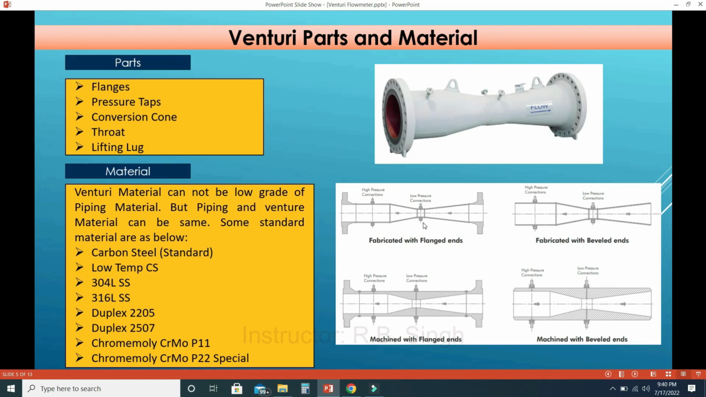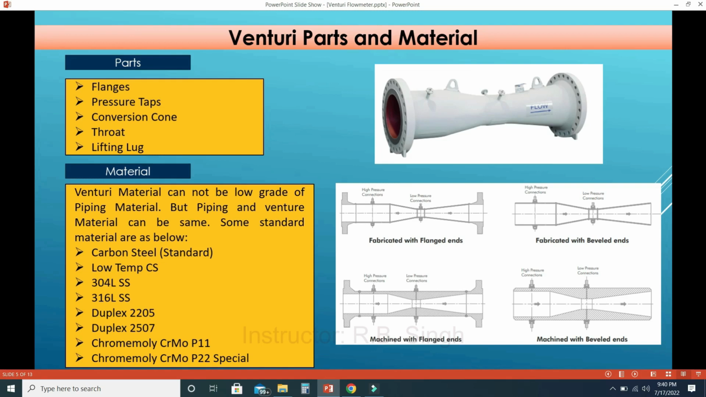If we talk about the material of the Venturi meter, then whenever we select the material in any project during engineering and design, we must follow the piping material specifications. PMS is a document that can be found from the piping department, where each and every pipe detail is given.